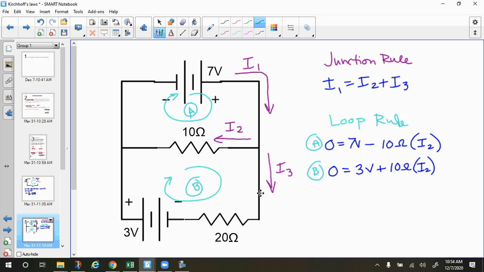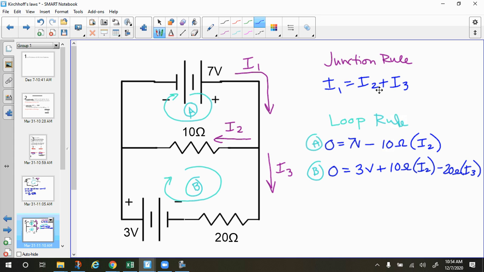Then we come down here and we are going through the 20 ohm resistor, and we're going the same direction as current, so we know we're going from a higher potential to a lower potential, and it's I3 that's going through this one. So we will subtract 20 ohms times I3. Okay, so now we just have a system of equations to solve.